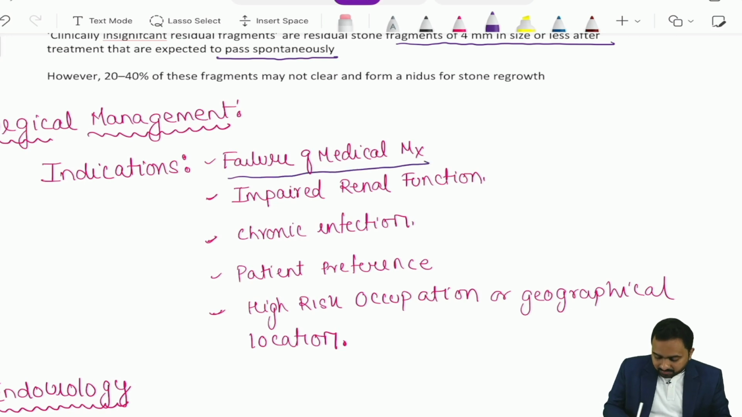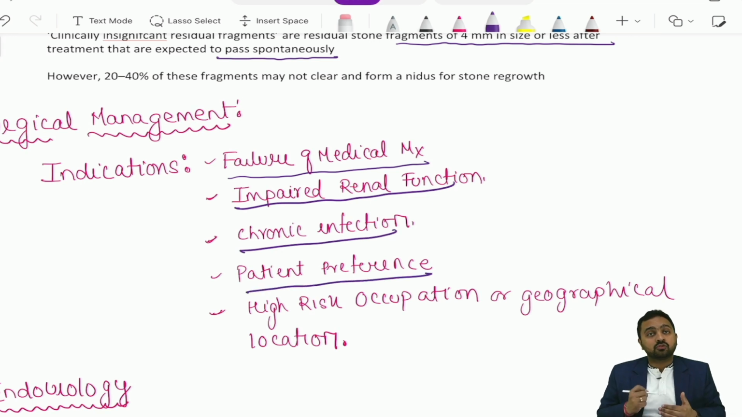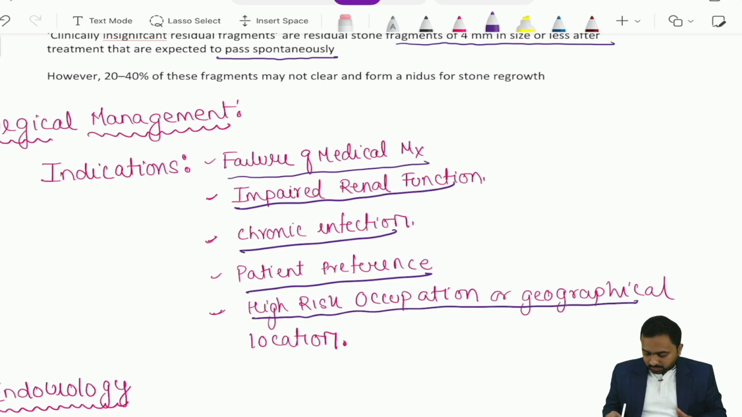When you have failure of medical management, impaired renal function, a chronic infection, if the patient does not want to go for medical treatment and does not want to stay on this large follow-up, and high risk occupation or geographical location where you would not treat the patients medically but rather go for an immediate surgical intervention.